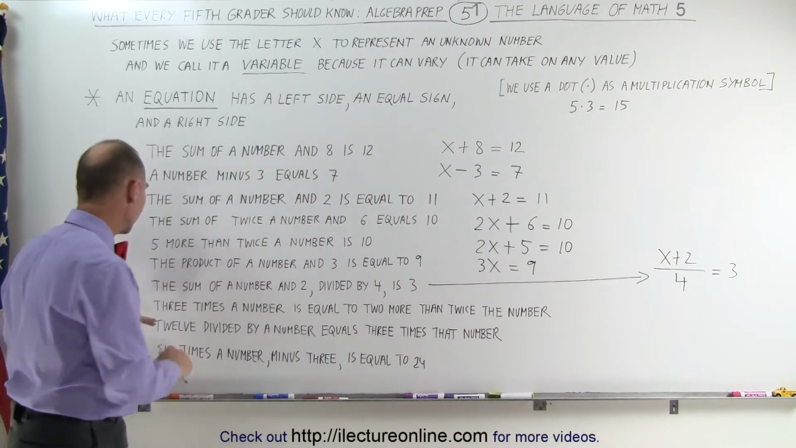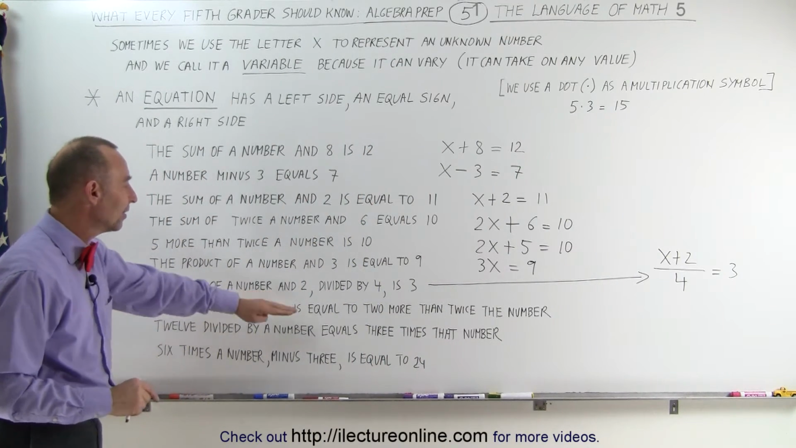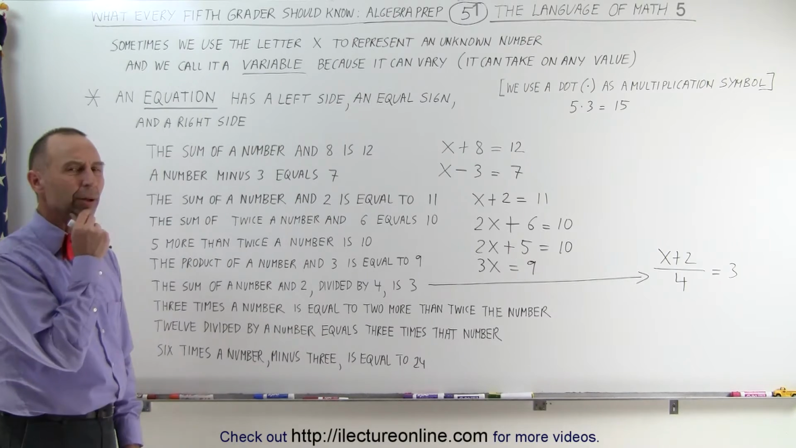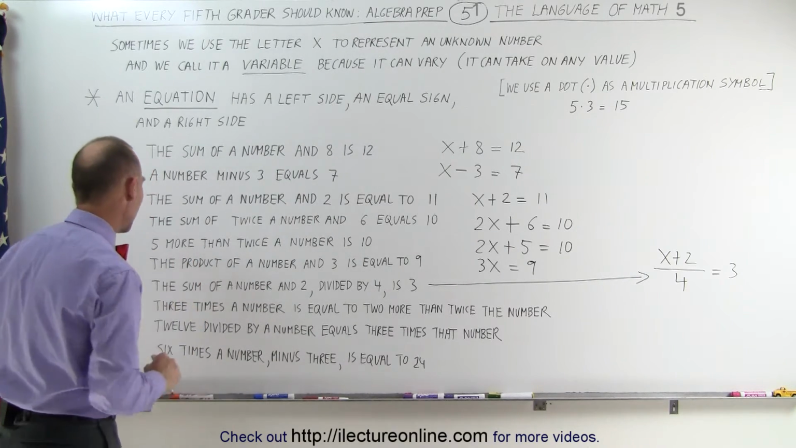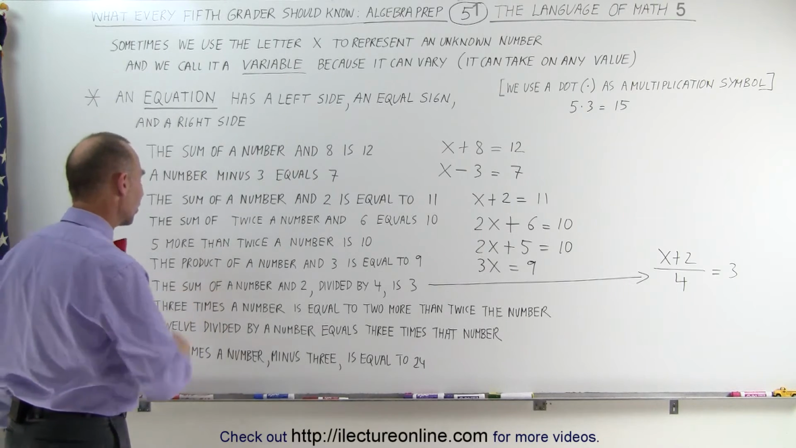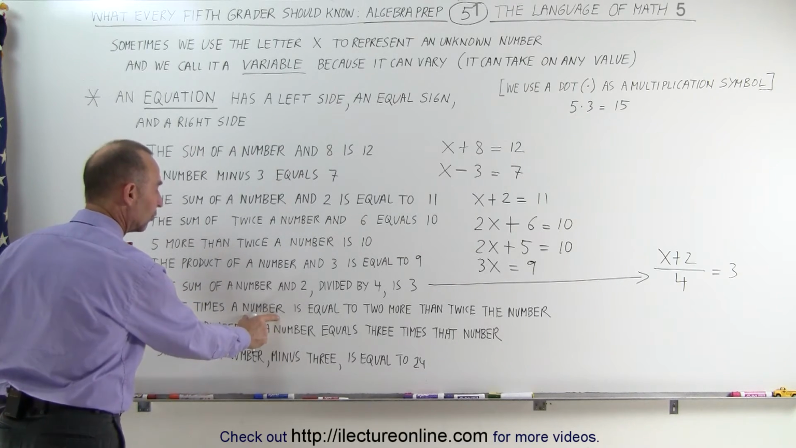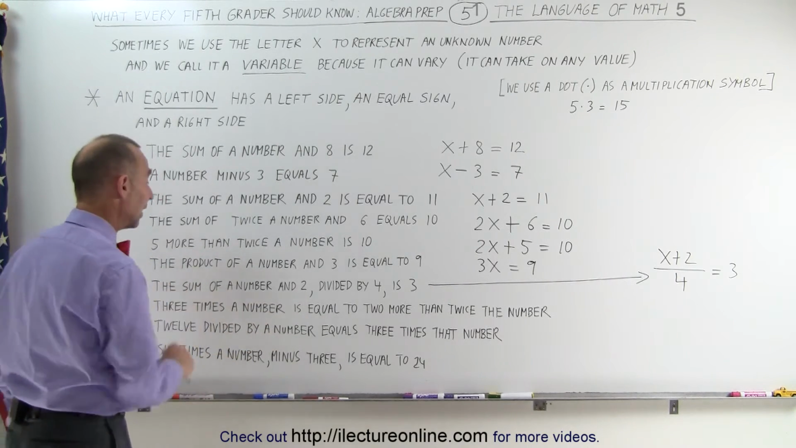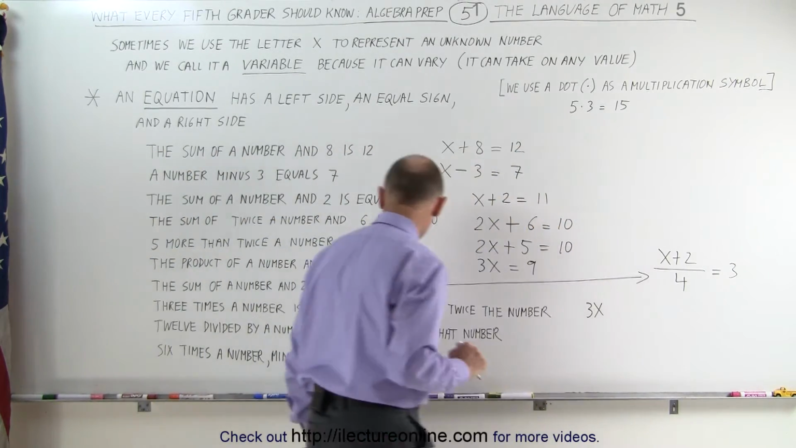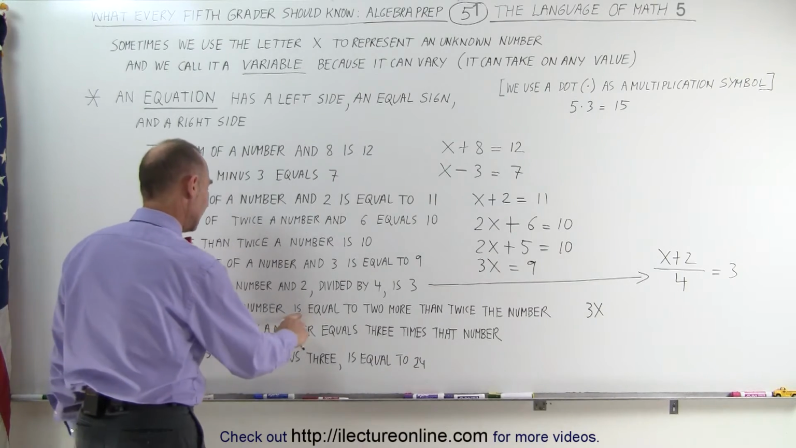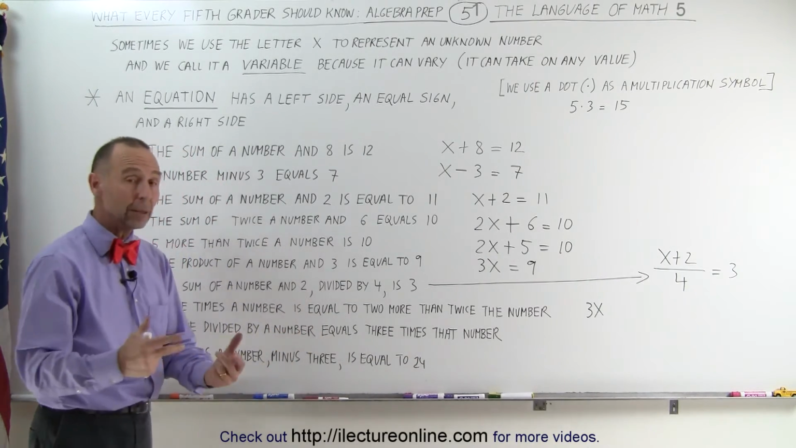The next sentence says 3 times a number is equal to 2 more than twice the number. Now it's getting a little complicated, but that's okay. We'll take it one step at a time. First we write 3 times a number. We don't know what the unknown number is, so we call it x. 3 times that is 3x. So we start out with 3x. All right, what else do we have? It is equal to, so we write an equal sign.